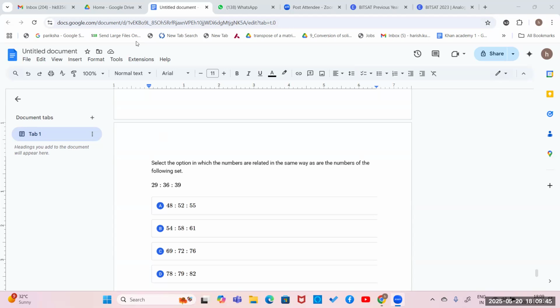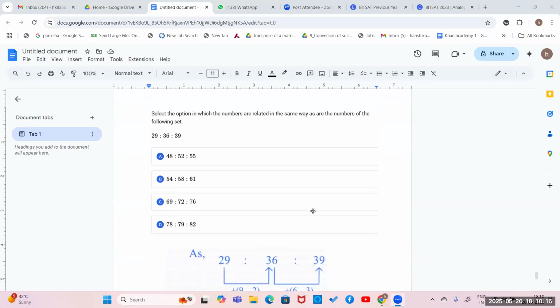Okay, I got only one answer. Tanvi, she says it as option A. Okay. What about others, guys? Any logic? 29, 36, 39. Okay. What could be the logic? What could be the logic, guys?